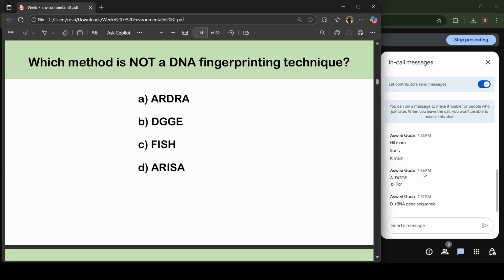So the next question is a continuation of the previous one. Which of these methods is not a DNA fingerprinting technique? DNA fingerprinting ideally involves DNA extraction, amplification, fragmentation, electrophoresis, and then recording the fingerprint based on the movement in the electrophoretic gel. Which of the following techniques does not use all the steps that I mentioned?